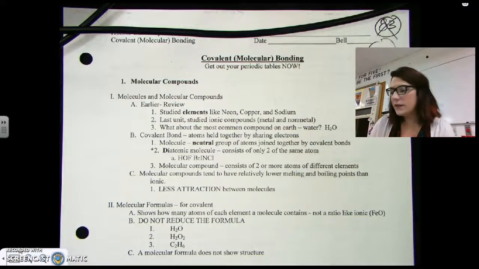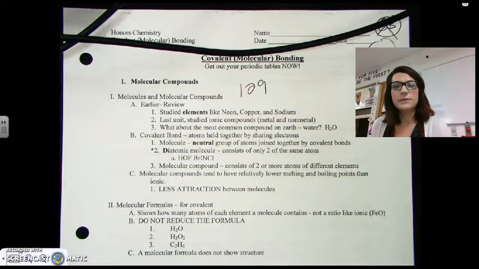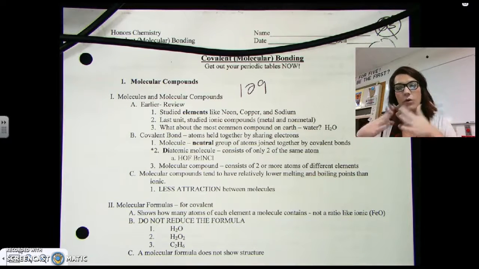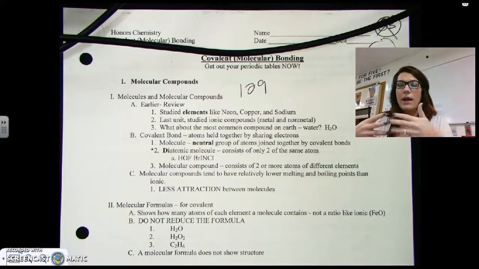Okay, this video is actually on page 129 of your notes, and since we're done with ionic bonding, we're not done, we'll come back to it, but we're going to talk about covalent bonding. Okay, so let's talk about a few things. Before we studied elements like neon, copper, sodium, metals, nonmetals, okay? In last unit we studied ionic compounds, metal and a nonmetal going together. So something that loses an electron and something that gains an electron making a compound.